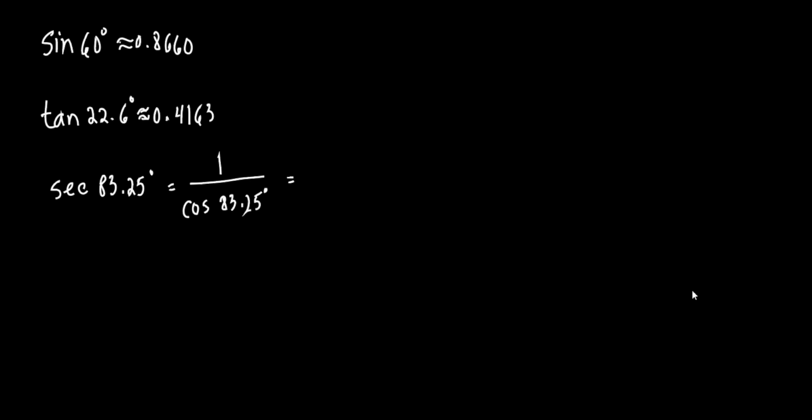So what you could do is just do this. Put 1 divided by, and then hit cosine and 83.25, close it, and then you get that number right there, 8.5079. Okay? So that's how you use a calculator for that kind of stuff.